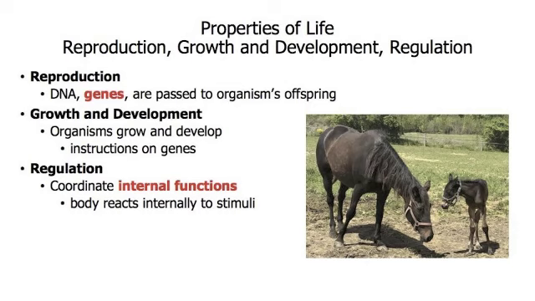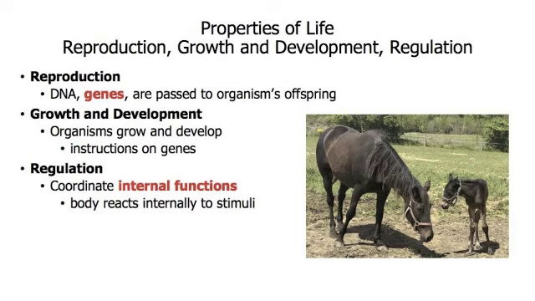There's a little bit of gray area associated with this property of life. For instance, mules are often sterile. If something is sterile, it means that it cannot produce offspring. But nonetheless, a mule would certainly be considered an organism.